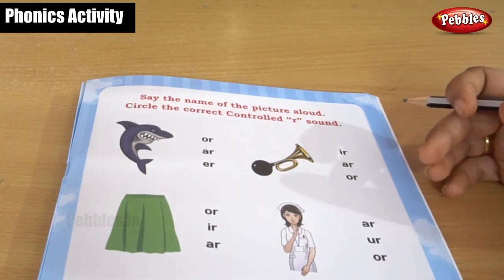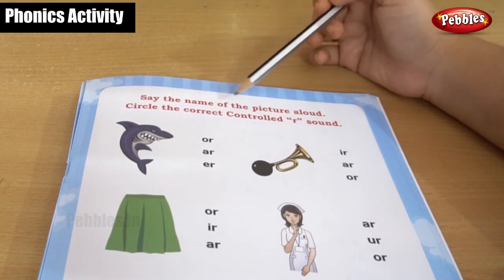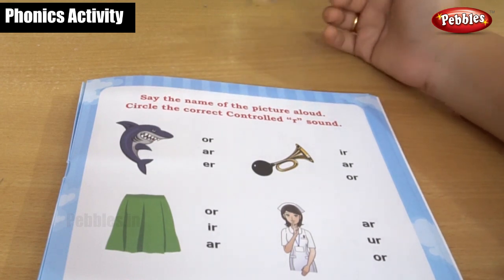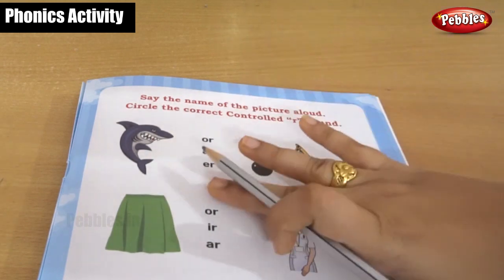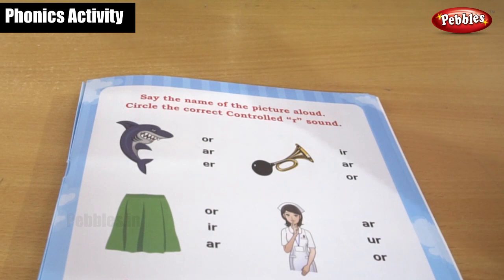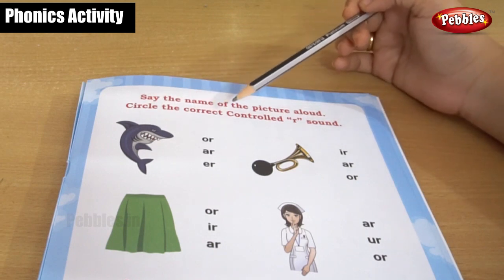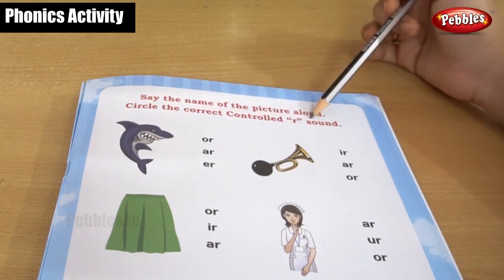Read the heading carefully. Look at the picture. Say the name of the picture loud. We want to say the name of the picture loud as usual. This is the procedure, isn't it? Only then can we get each and every word or pronunciation and have a clear idea. Okay, next we are going to circle the correct controlled R sound, isn't it?